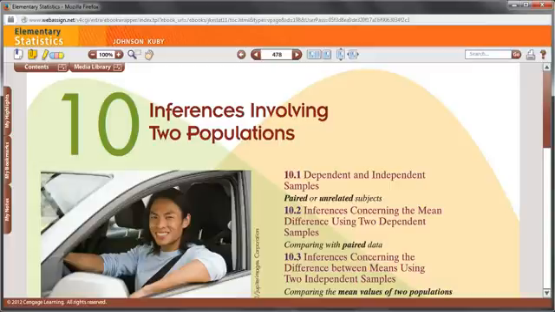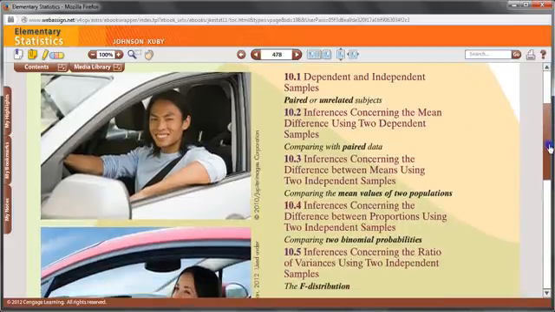Let's begin Chapter 10, Inferences Involving Two Populations. Chapter 10 consists of three kinds of two-population inferences. Number one, when we have paired data, that is, when we have two completely dependent samples. In this case, we simply take the differences between one and the other and consider a new sample given by the differences. That's going to be the easiest case, and that's covered by 10.2.